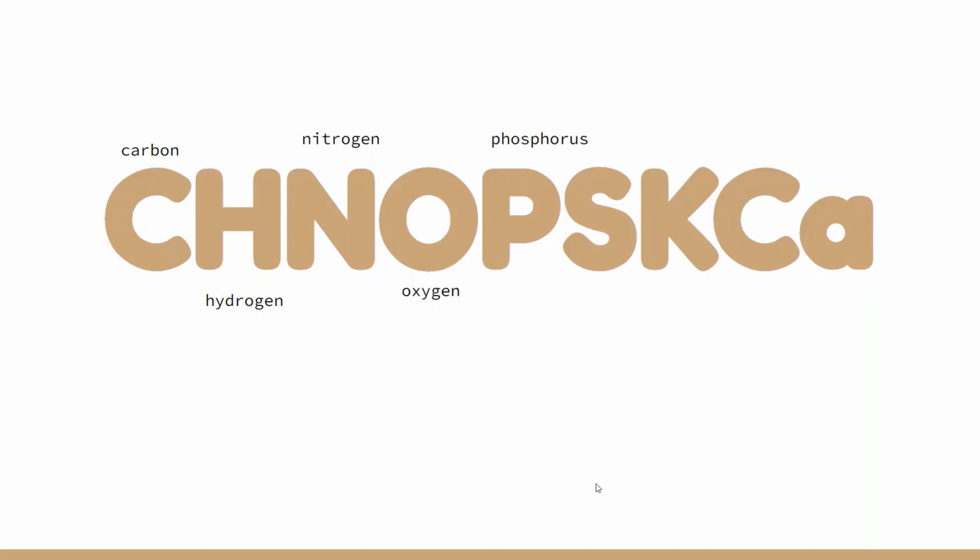Then, S for sulfur, that ends the list of the 6 most important elements for life. Together, they make the acronym SCHNOPS. 2 elements of lesser importance are potassium and calcium, which can be added to the acronym to make SCHNOPSKA. It's a little hard to say, but yeah. Potassium is K, and calcium is Ca.